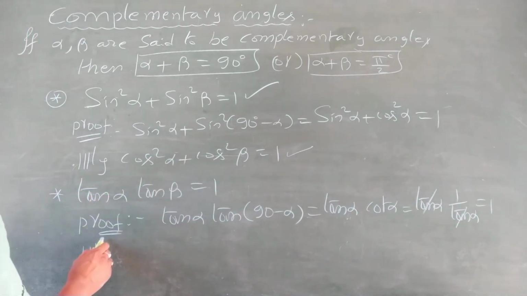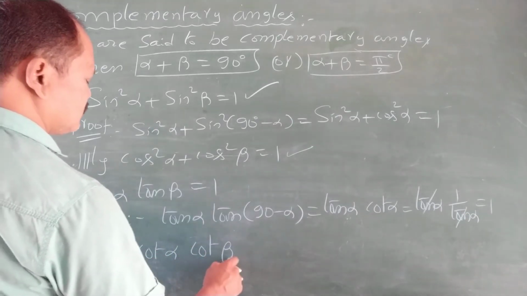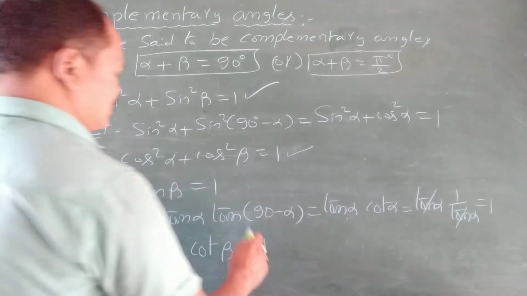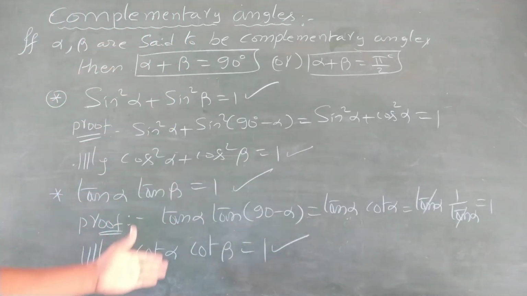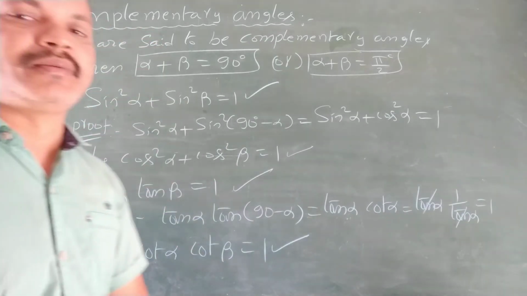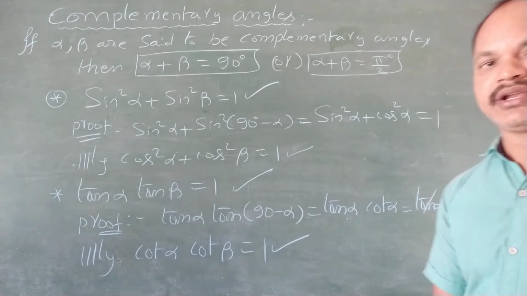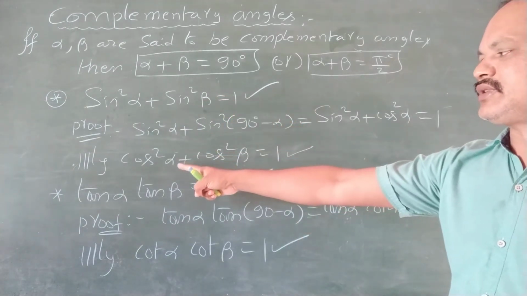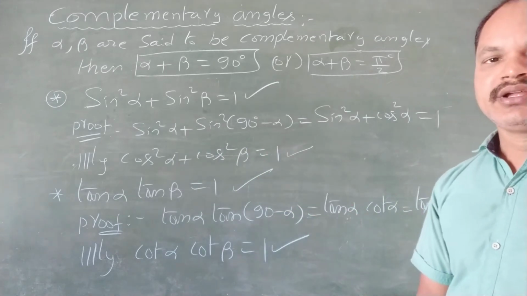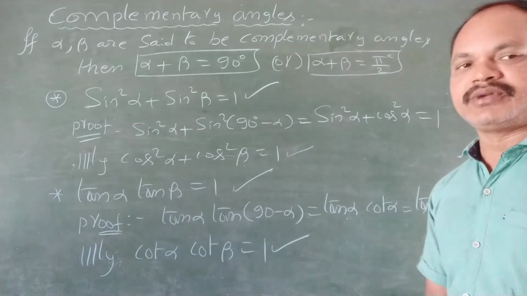Similarly, cot alpha into cot beta is 1. Cot alpha into cot beta is 1, tan alpha into tan beta is 1, when alpha and beta are complementary angles. If alpha and beta are complementary angles, then sin square alpha plus sin square beta is 1, cos square alpha plus cos square beta is 1, tan alpha into tan beta is 1, and cot alpha into cot beta is 1.